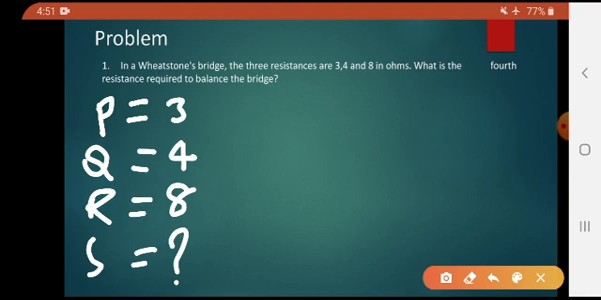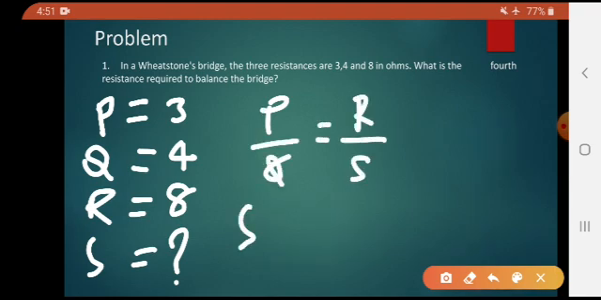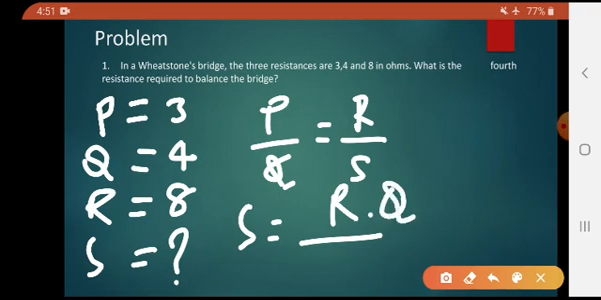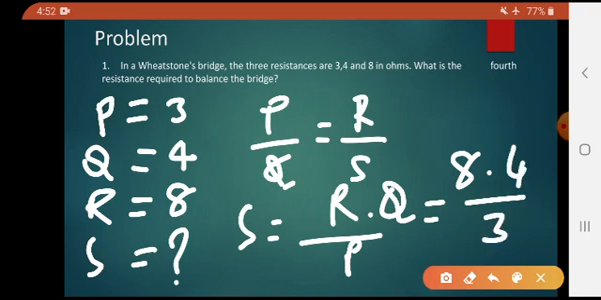So what is the formula for the Wheatstone bridge balancing condition? P by Q equals R by S. He is asking for S, right? So S goes there, and P comes here. S equals R into Q by P. So R is 8, Q is 4 by 3, 24 by 3. So S equals 8.